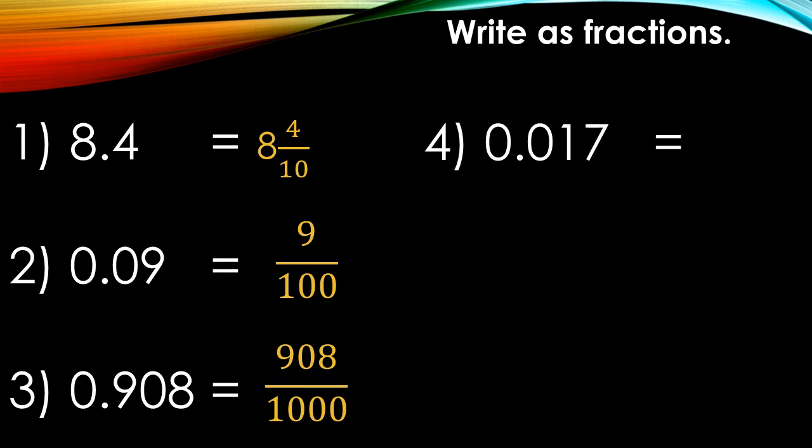Question number 4. 0.017. See the question carefully. After the decimal, how many digits? 3. So the answer is 17 upon thousands.